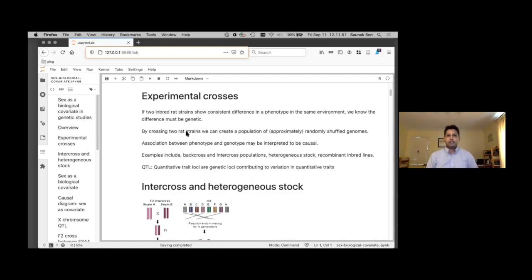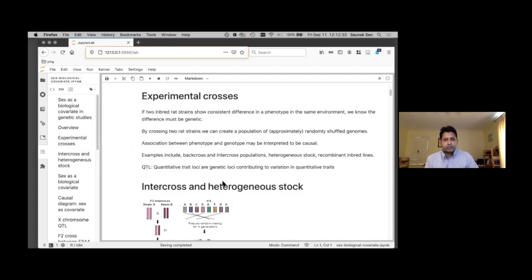Of course, this thing is not exactly random, but that's a separate topic. For our purposes here, we will consider it as a population of approximately randomly shuffled genomes. Because of this idea, any association between phenotype and genotype can be interpreted as causal, because it's like you're doing a randomized experiment where you're randomly assigning genotypes to individuals, and then looking at the phenotype. Therefore, it's like a randomized trial of genotype, and therefore you can infer causality.